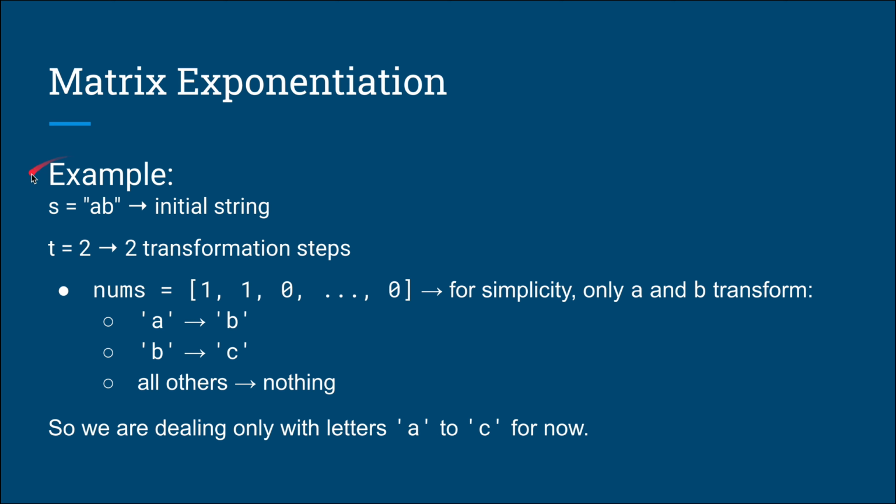For example, we have s equal to ab as the initial string, and t is 2, means 2 transformations we need. Say nums is 1 1 0 and so on till the end with 0s. Only a and b we have to transform, and for the rest we don't need to do anything. So a becomes b and b becomes c, means we are dealing only with the letters a to c for now, not further letters like d to g.